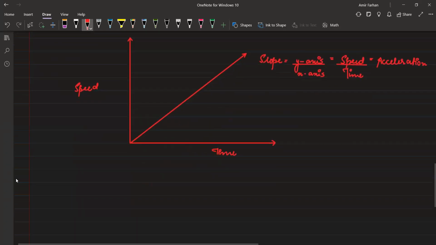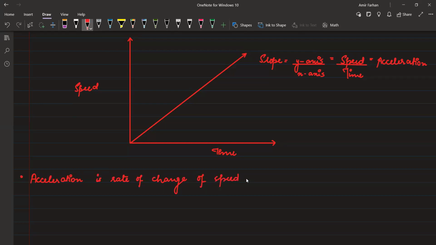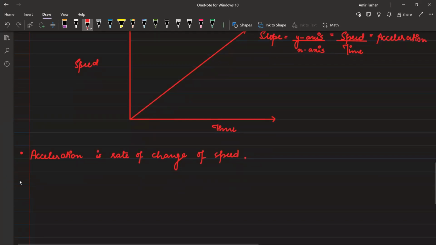What basically an acceleration is: acceleration gives you the idea how fast your object is increasing the speed. It is the rate of change of speed, and it is a vector quantity.